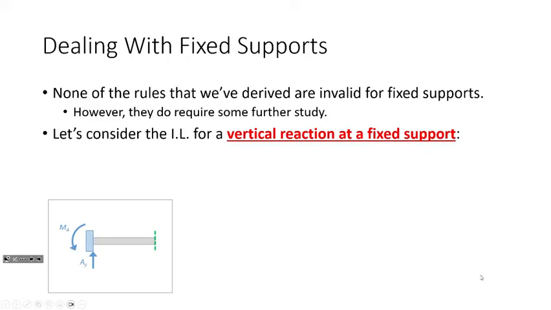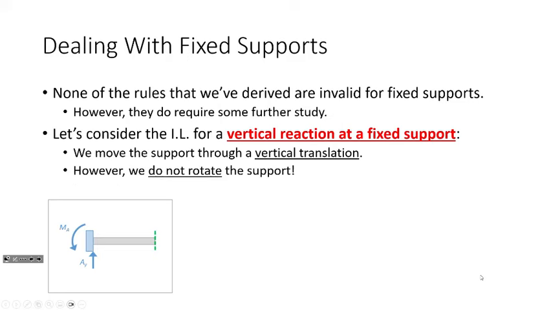Okay, so I want to look at what the influence line might look like for a vertical reaction at a fixed support. So let's think about the Mueller-Breslau principle. Okay, the Mueller-Breslau principle says we remove from the structure the ability to resist that vertical reaction, and we move that through a unit displacement, okay? But the thing is, I said we're removing from the structure the ability to resist the vertical translation or vertical reaction. I didn't say anything about that moment reaction, okay?